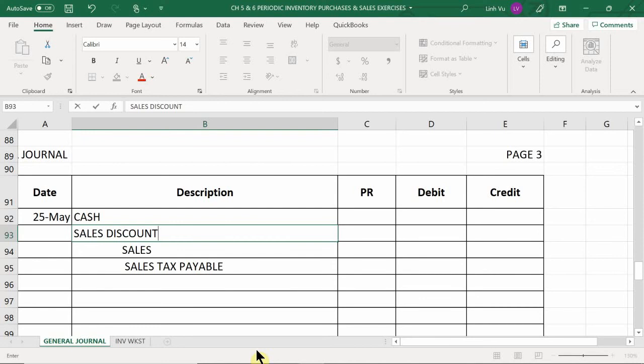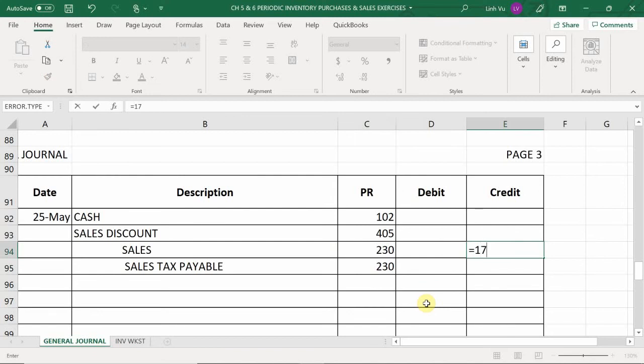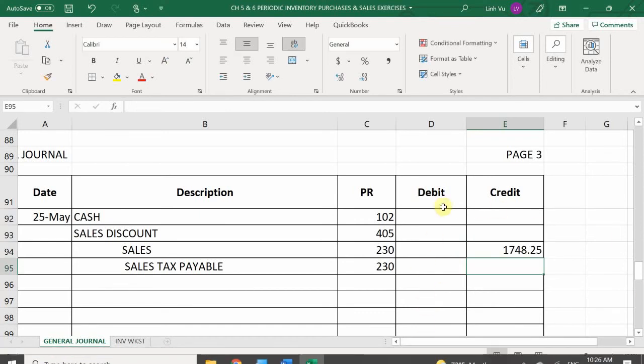So if I sold, I've said that I sold a total of 175 mugs. So how much is my total sales going to be here? If I sold 175 mugs at full price, how much is it? It would be $1,748.25. Good.